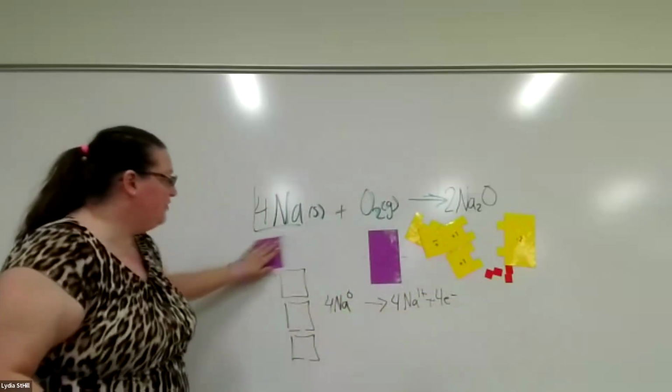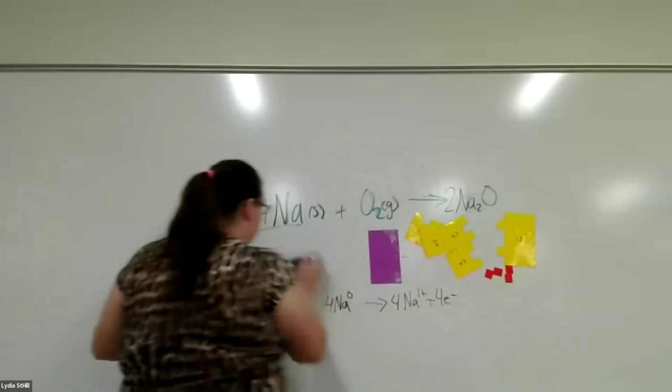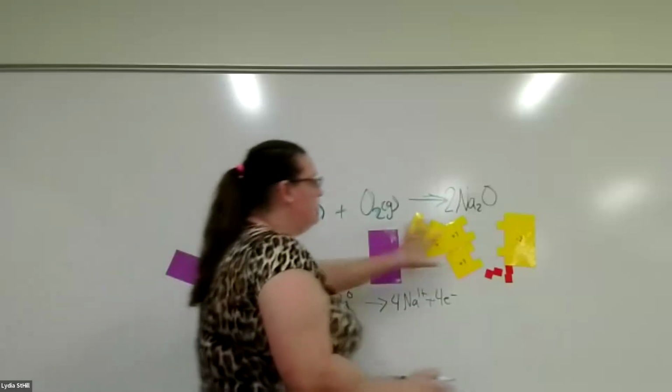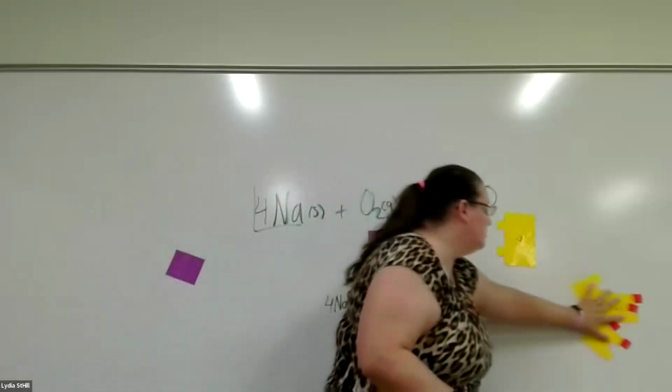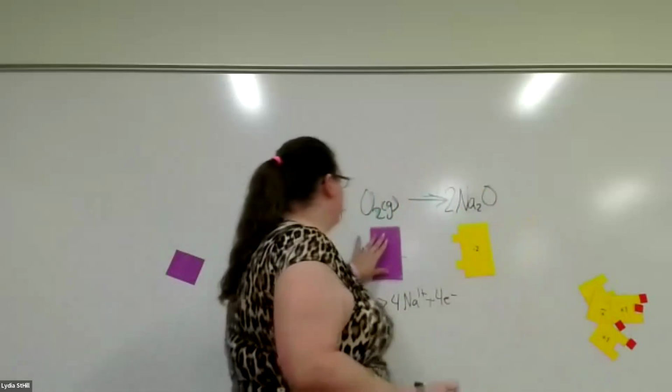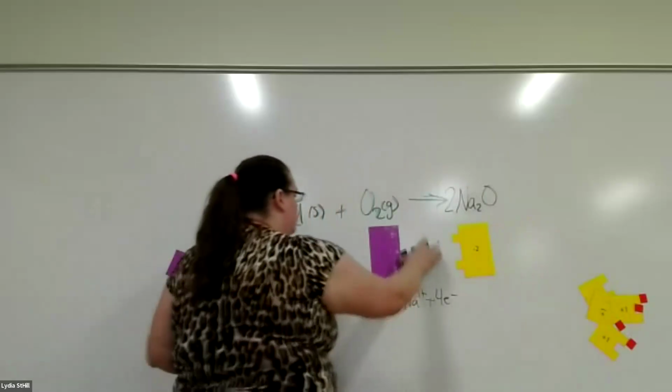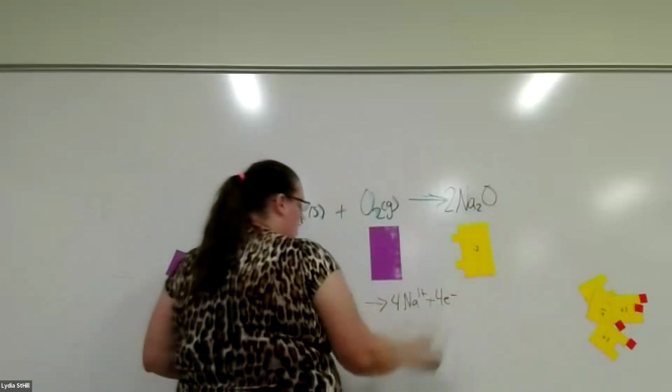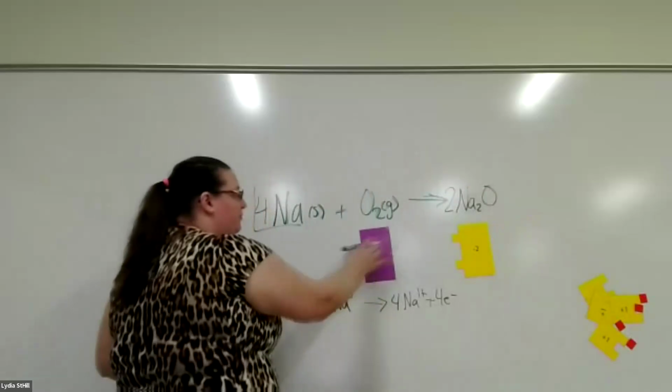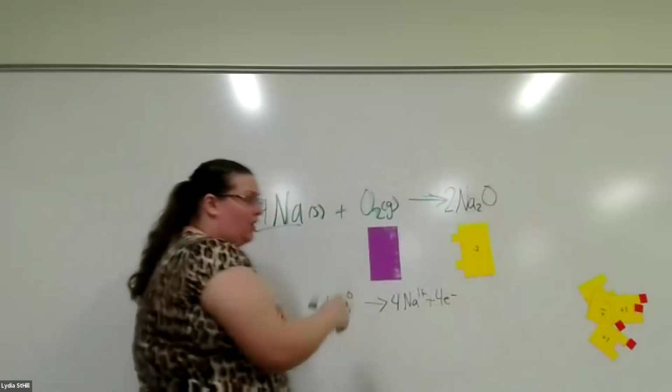All right, so now we've dealt with Na, so we're going to get rid of those cards so that we don't get them confused. And now we're going to talk about these oxygens. So we formed an oxygen. We had 2 of them that were at a 0 charge.